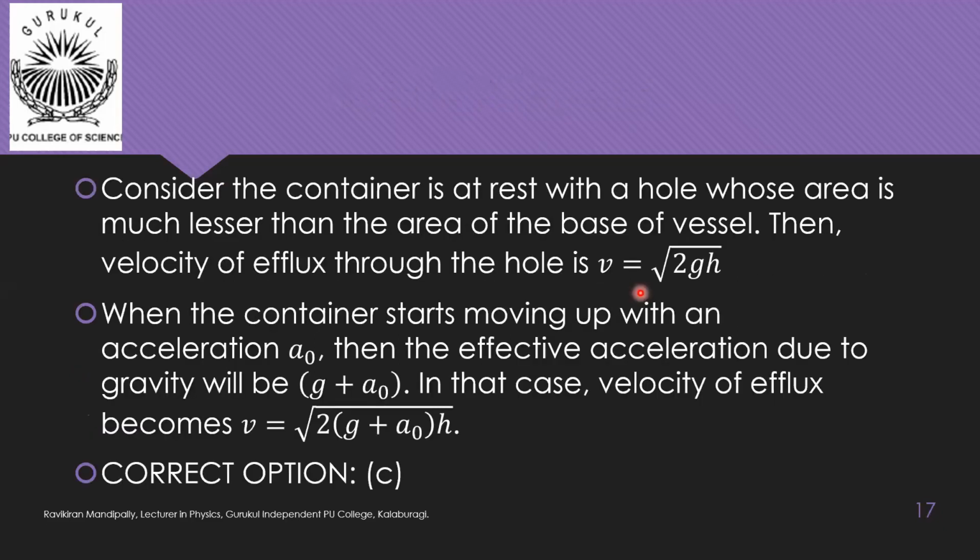That means when deriving this, we have considered a liquid container to be at rest. But if the container is moving up with an acceleration of a naught, then the effective acceleration due to gravity will be g plus a naught. So in that case, velocity of efflux will become v is equal to root of 2 into g plus a naught into h.